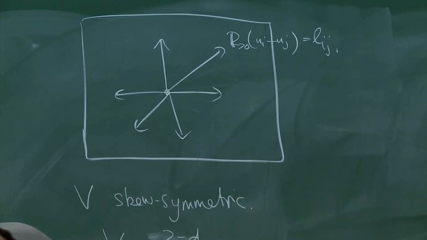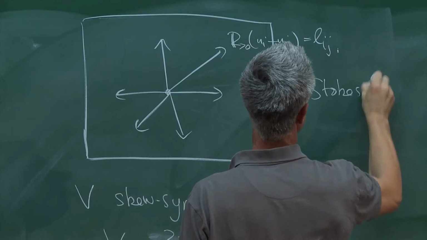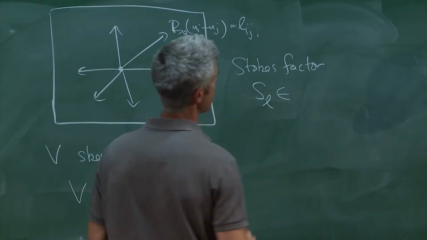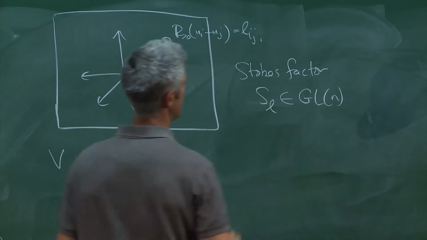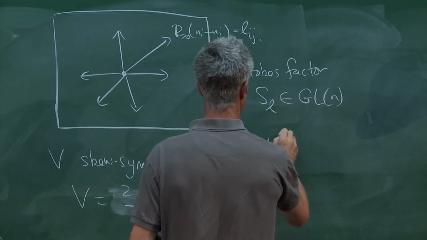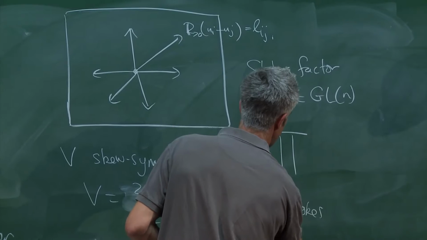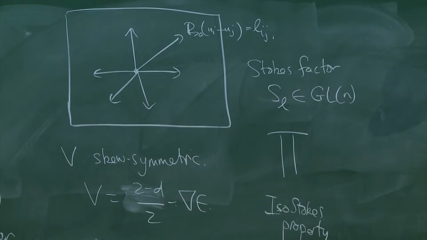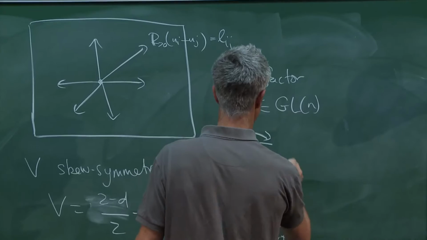And you have Stokes factors, so S_L. But instead of being automorphisms of a torus or anything like this, these are just in GL_N. But you have exactly this same, this is now the kind of iso-Stokes property. I mean, somehow the important thing here is that this is an isomonodromic family of connections, so you have exactly this same property, S_L equals constant.